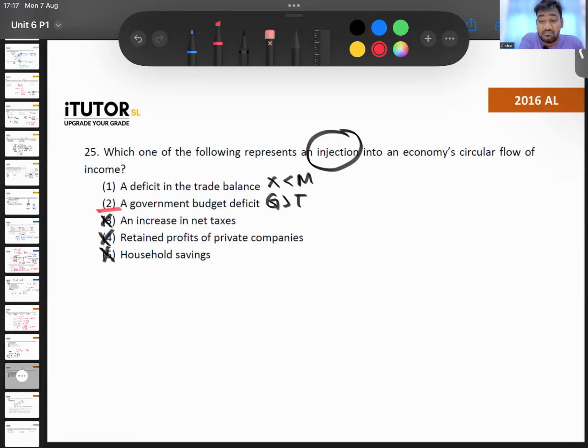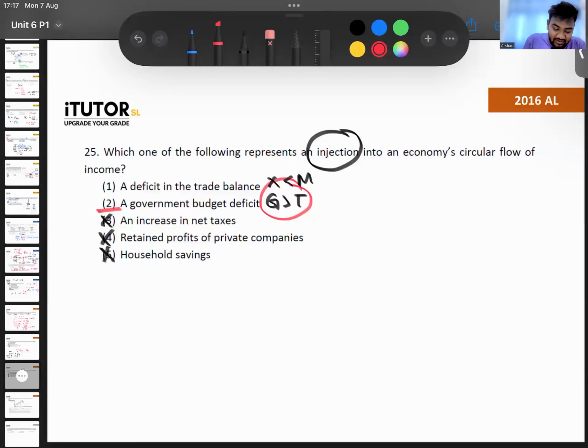How is a budget deficit becoming an injection? Budget deficit means government is spending more than what they are earning. They are charging 100 rupees as tax, but spending 150 rupees as expenditure. Therefore, they have a budget deficit. Government spending is an injection. Taxes is a withdrawal. So they are injecting, let's say, 1,000 rupees, while the withdrawal is only 800. That's why you have a budget deficit, which can be considered as an injection.